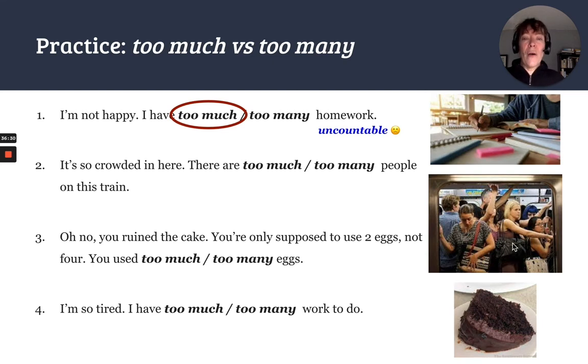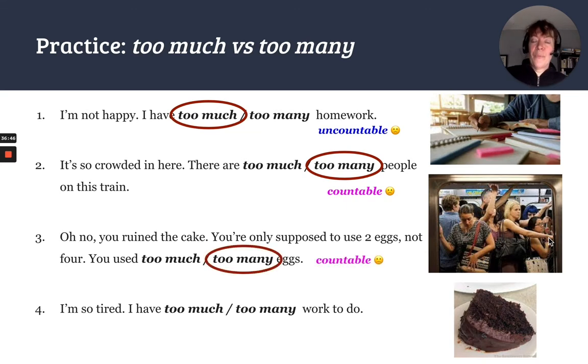It's so crowded in here. There are too many people on this train. It's not a good thing. Oh no, you ruined the cake. You're only supposed to use 2 eggs, not 4. You used too many eggs. Countable. I'm so tired. I have too much work to do. Uncountable. Nice.